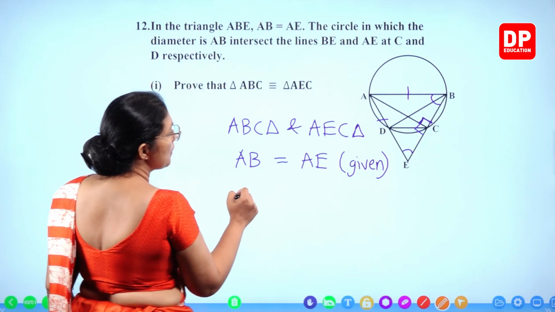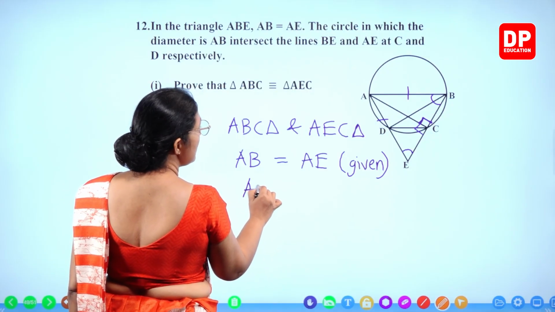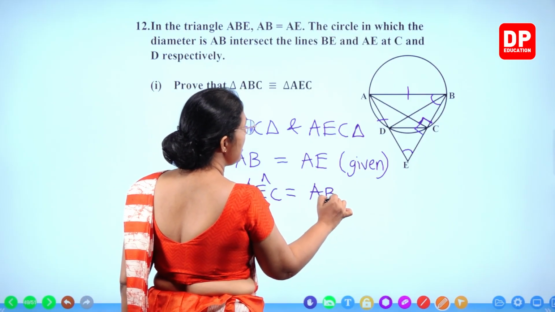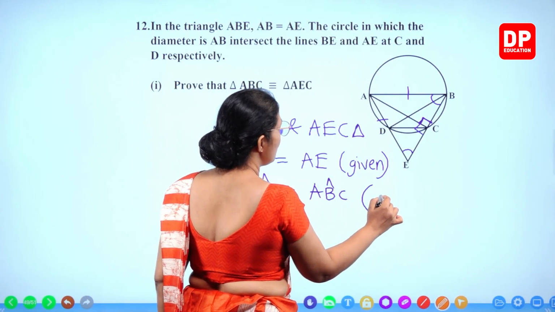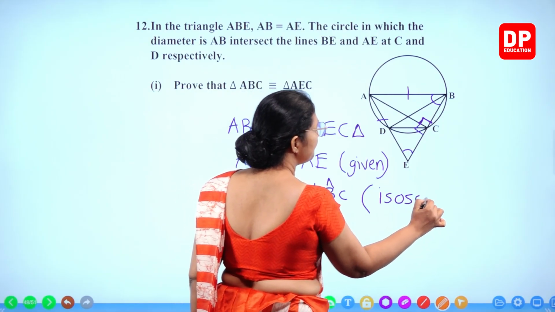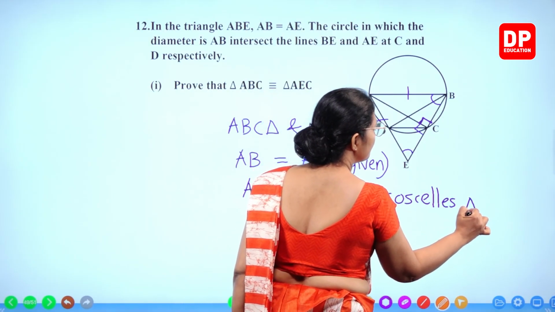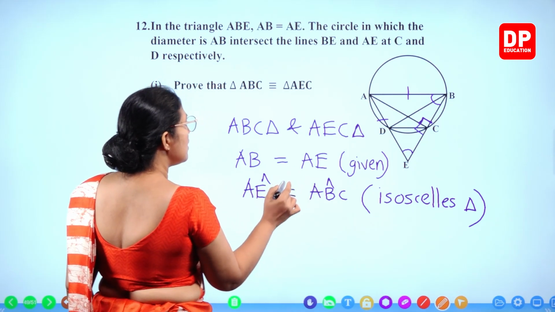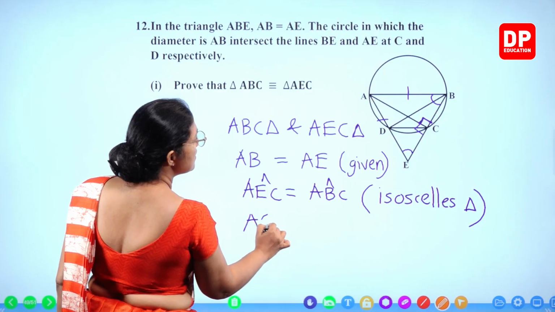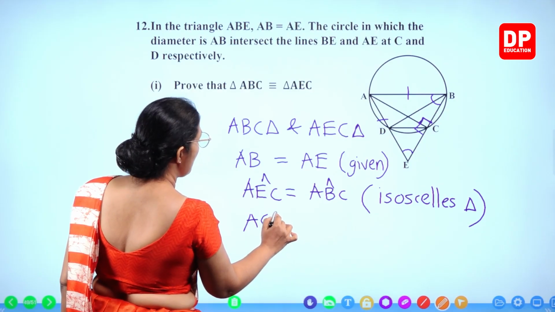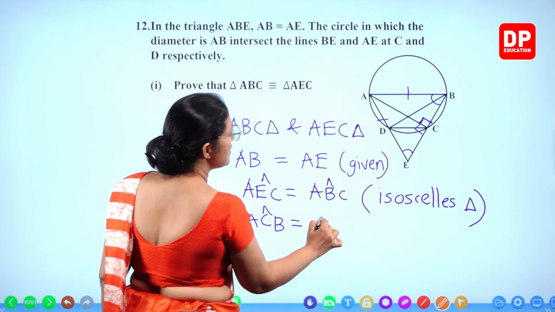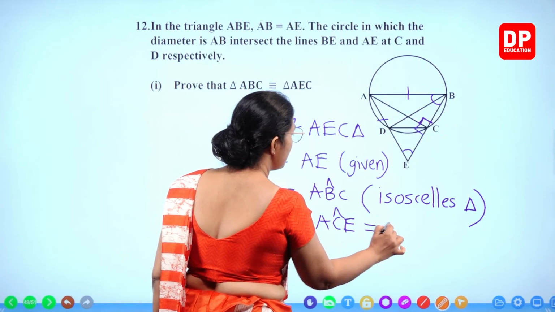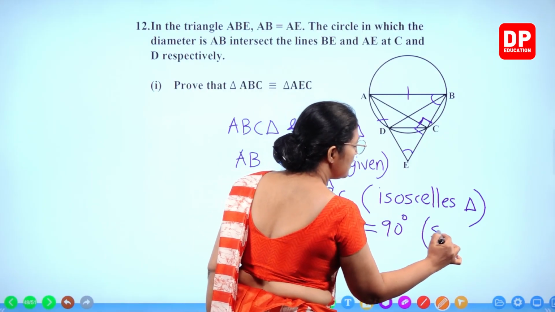And angle AEC is equal to angle ABC because of the isosceles triangle. Then the other angle you can write, ACB is the same as ACE, that's 90 degrees because of the semicircle angle.